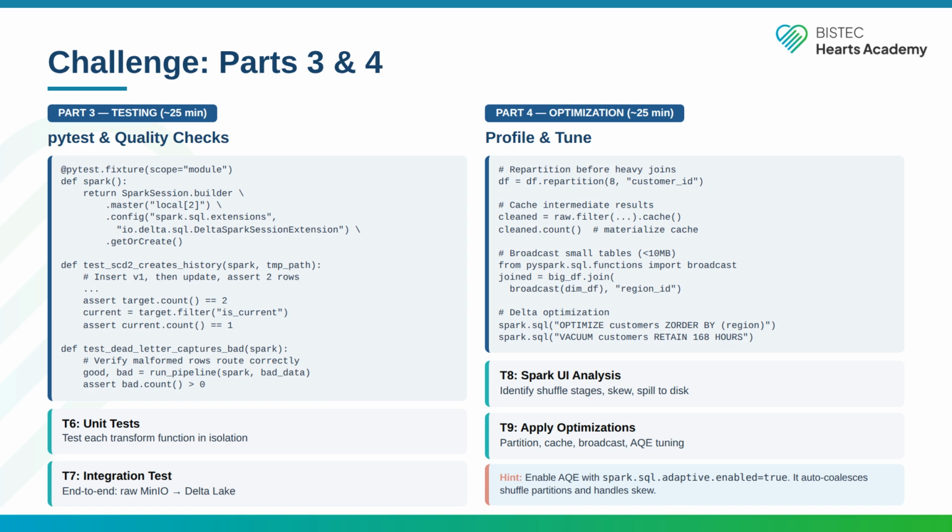Setting spark.sql.adaptive.enabled to true lets Spark dynamically adjust partition counts and handle skew at runtime. It's one configuration change that often delivers significant improvement.